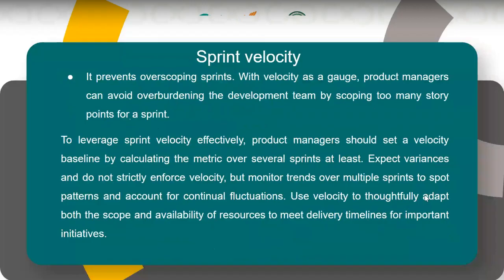So it prevents overscoping sprints. With velocity as a gauge, a product manager can avoid overburdening the development team by scoping too many user story points for a sprint. All right. So in a sense, I know we talked about the sprint capacity. Velocity also helps define your sprint capacity, the capacity of your team.